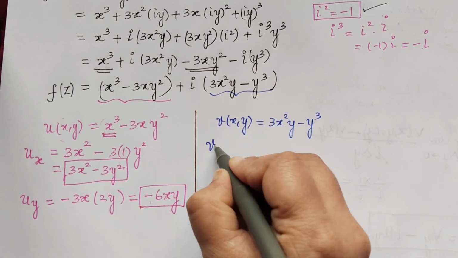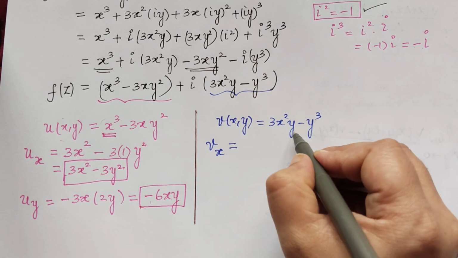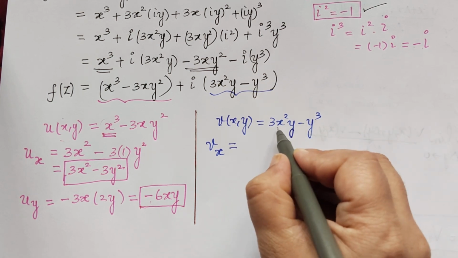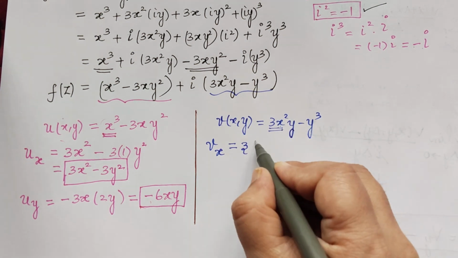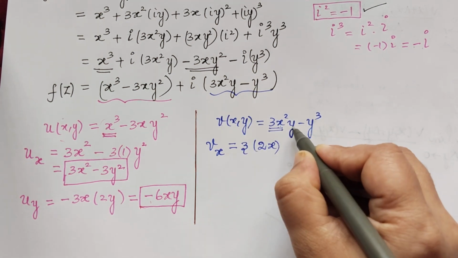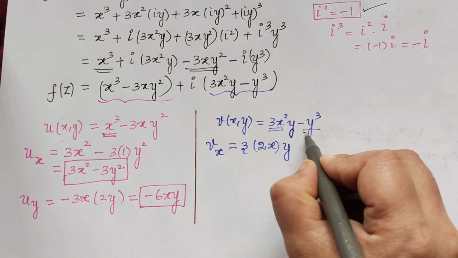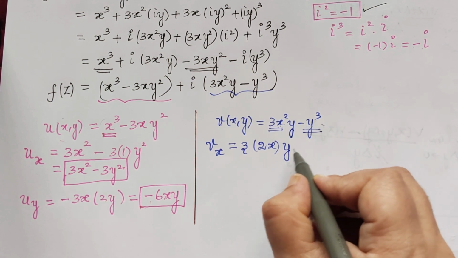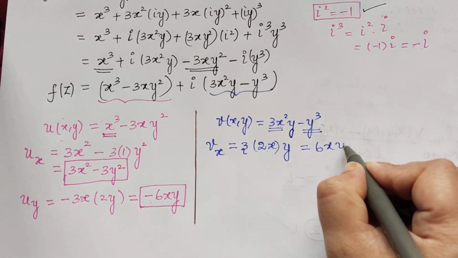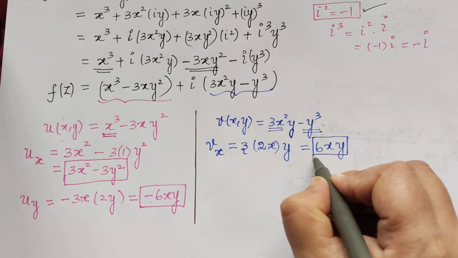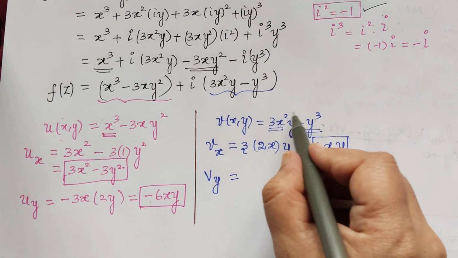So vx gives us the partial differentiation of v with respect to x. So now y will be treated as constant here. So 3x square has to be differentiated, that is 3 will come as it is. Differentiation of x square is 2x, and y, since it is a constant, remains as it is. Whereas here it becomes 0 because there is no x term with it. So we get 3 times 2, which is 6xy. So this is vx.